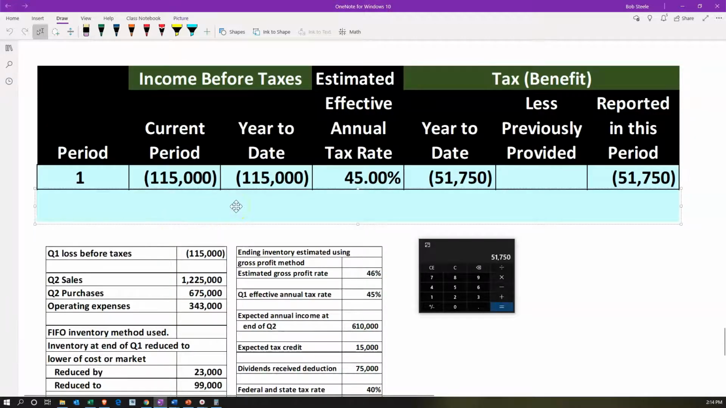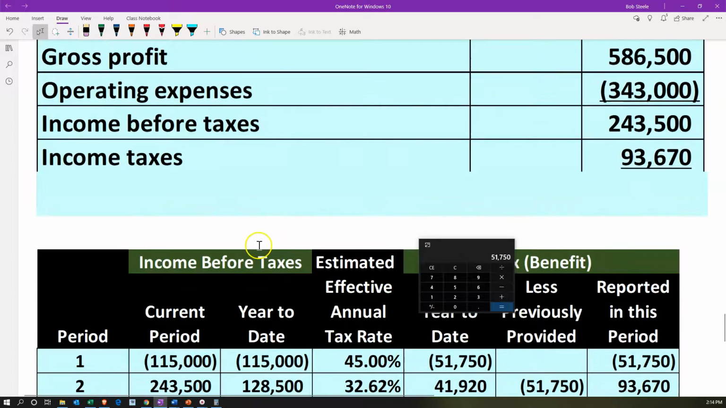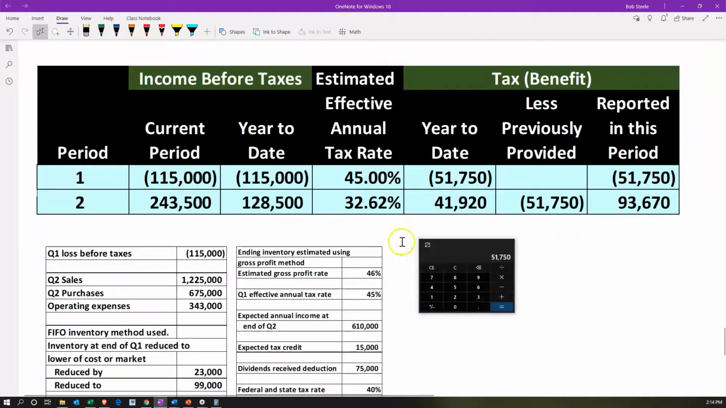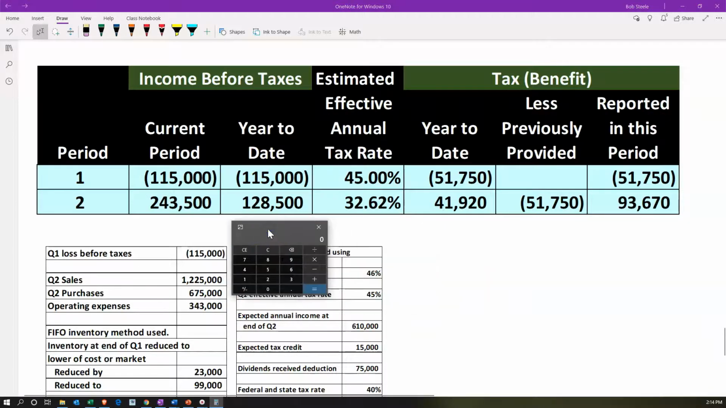So the 243.5 was what we calculated up top. That's where we're at on the income statement. The 243.5 is our income before taxes for Q2, and then we're going to calculate the income as of the first two quarters. In other words, we had income in Q2 of the 243.5 and a loss in Q1 of 115,000. Therefore, year-to-date income at this point is a positive 128,500.